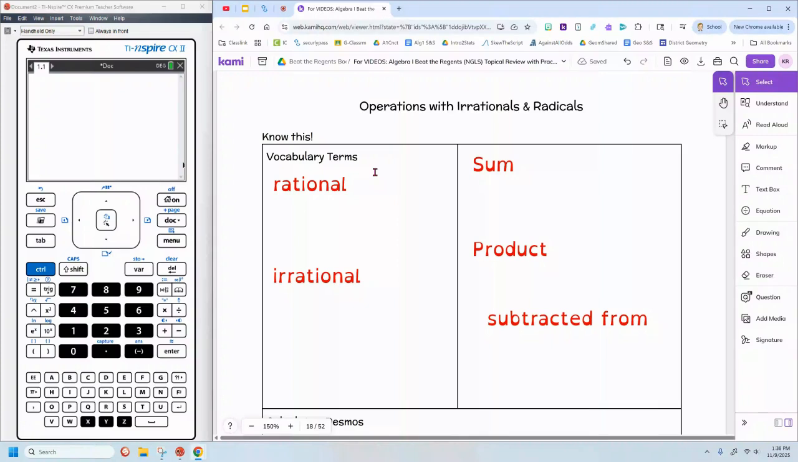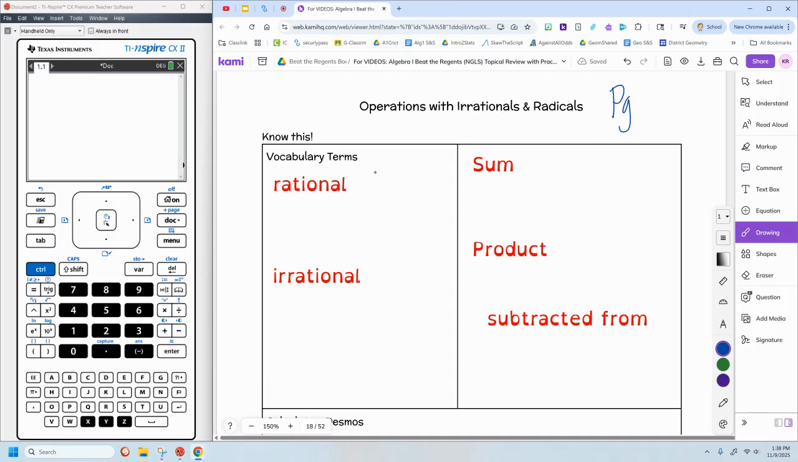Let's start on page 18 with operations with irrational numbers and numbers written as radicals. All right, so some vocabulary. A rational number can be written as a fraction of integers.